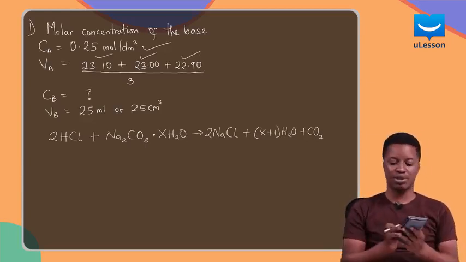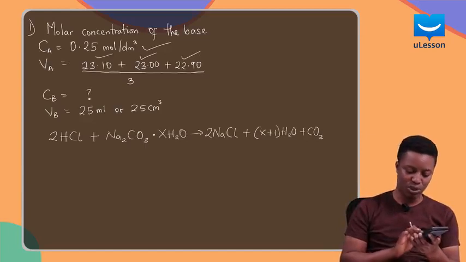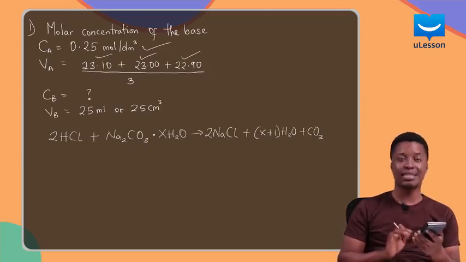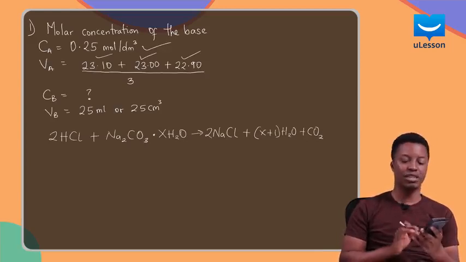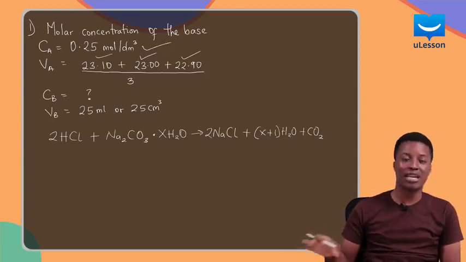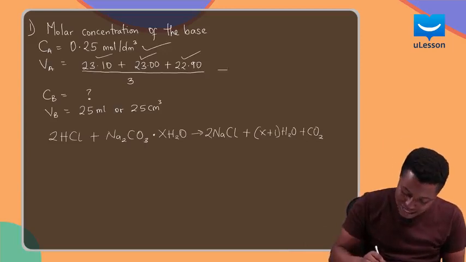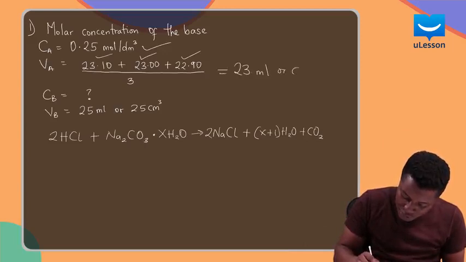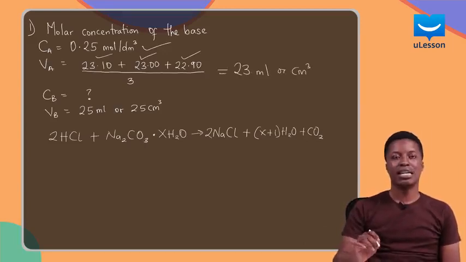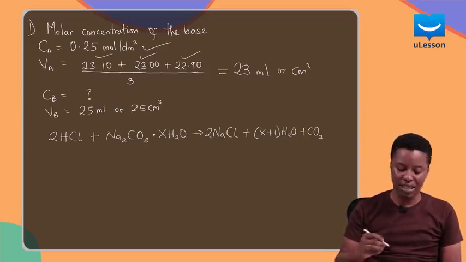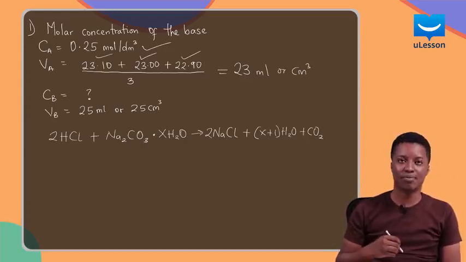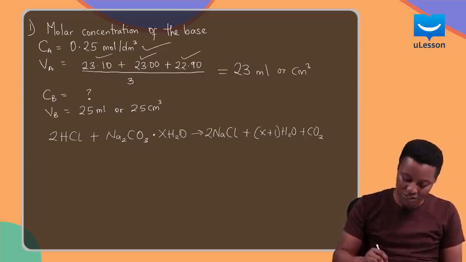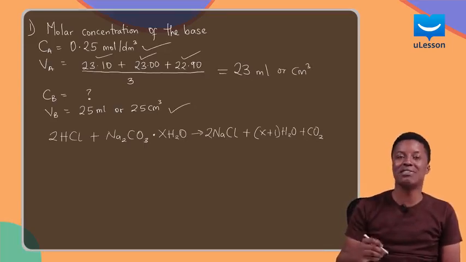Let's do that very quickly with our calculator. So we have 23.1 plus 23 plus 22.9, and this gives us 69. Then when we divide by 3 to obtain the average, we have the volume of acid used to be 23 milliliters or 23 cm cubed. Now, since we're looking for the molar concentration of the base, we'll have Cb to be unknown. The volume of the base was given to be 25 milliliters, otherwise known as 25 centimeter cube.